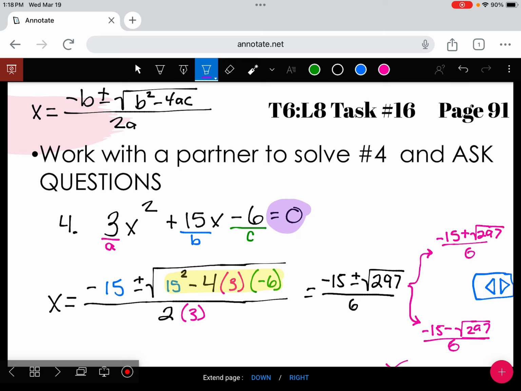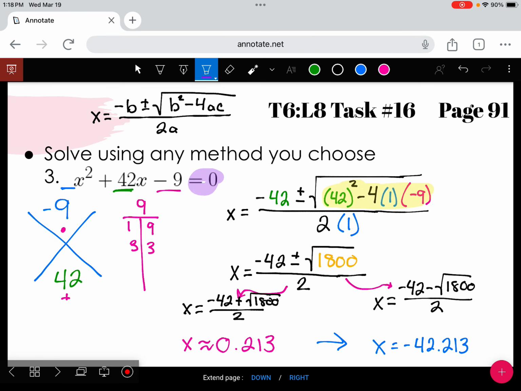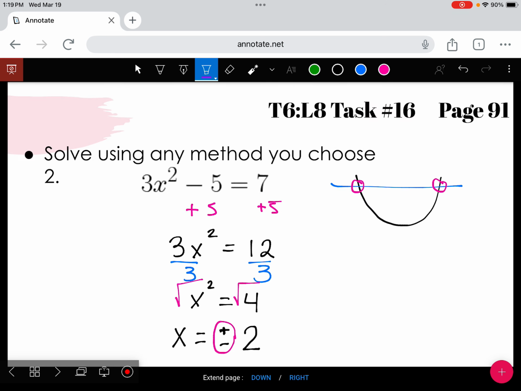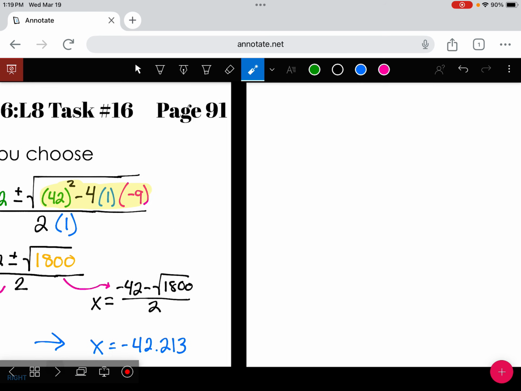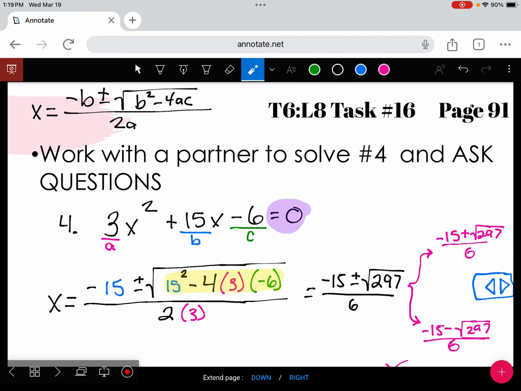So whenever we're solving, if we are trying to do our quadratic formula, it has to be equal to 0. If we are trying to factor, it has to be equal to 0. If we are using our square roots, it doesn't have to, because we're square rooting both sides. But if we're using anything else, we have got to have it set equal to 0. So super duper important.